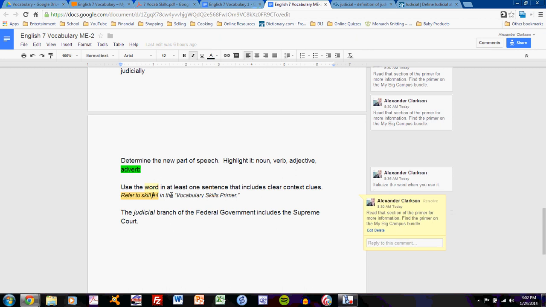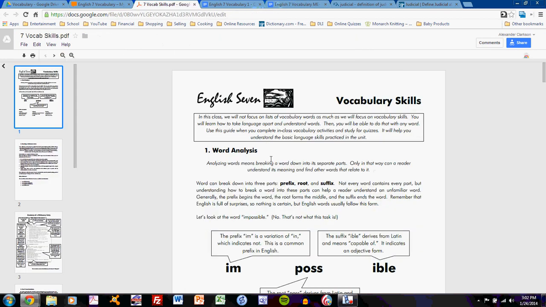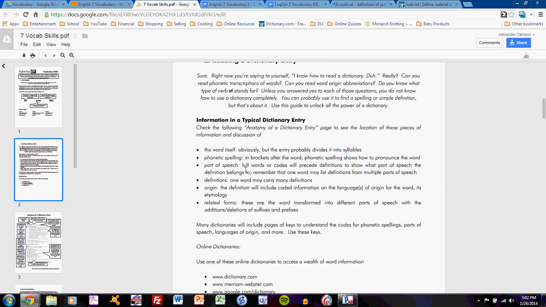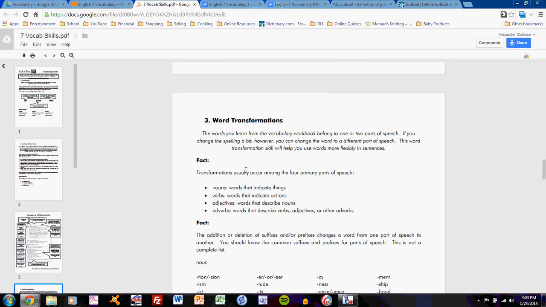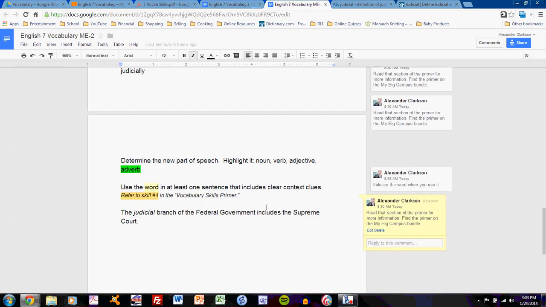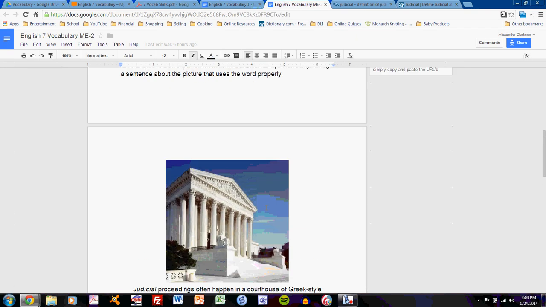Again, make sure to refer to the vocabulary skills document when completing each of these tasks to make sure that you are doing them properly. Note that in this vocabulary skills document, you'll see the tasks discreetly noted: word analysis, reading a dictionary entry, word transformations, and sentence writing. Use this document often and know it clearly. Those are all the tasks that you must complete, with the exception of entering into the spreadsheet. Let's take a look at that.